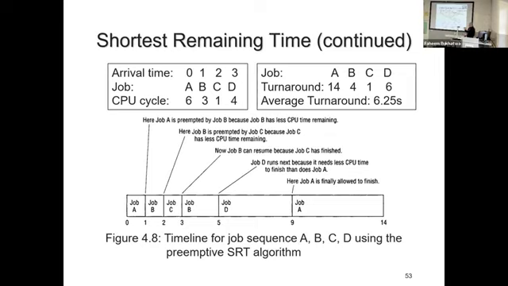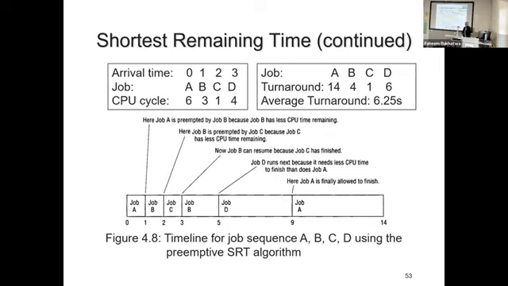Okay, watch this, guys. This is it. This is the hardest thing. This is the most difficult, complicated kind of thing. So imagine we have a time 0, time 1, time 2, and 3. We have 4 jobs that arrived. A arrived first, then B, then C, then D.